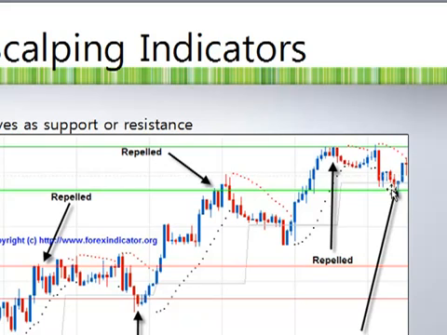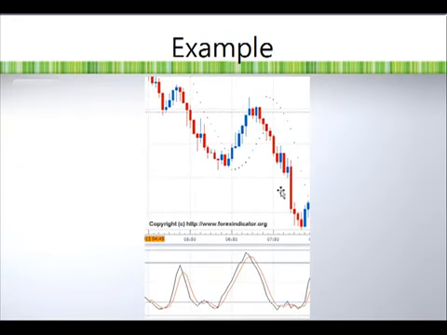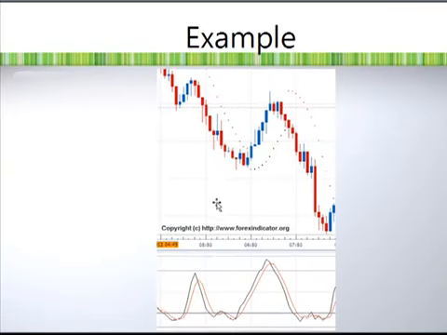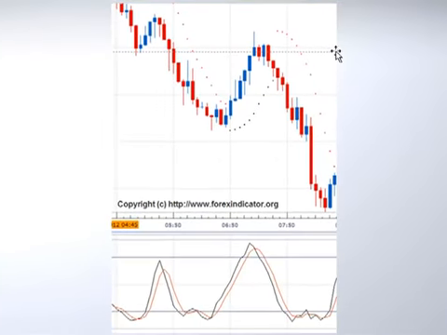Now we are going to combine all these three indicators to form a scalping strategy. Let's take a look at this trading example. We have a picture here. You can see that we have a parabolic SAR, we have a slow stochastic indicator, and we have a pivot point.